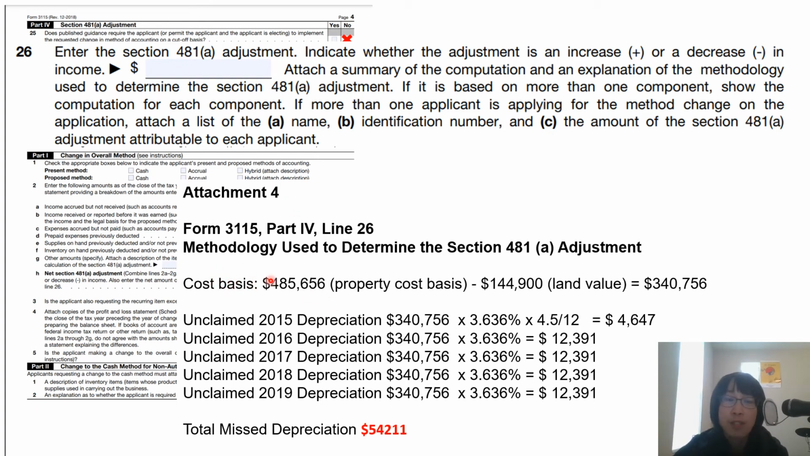So we have the cost basis here equal to this number. And in the past few years, each year I have this number of depreciation. So we add it up, and in sum, we have the total missed depreciation, which is equal to 54211. And you just fill in this number here. What we need to pay attention to is that we need to put a negative sign here for this case, because our missed depreciation has an effect of decreasing our yearly income, so there is a negative sign here.